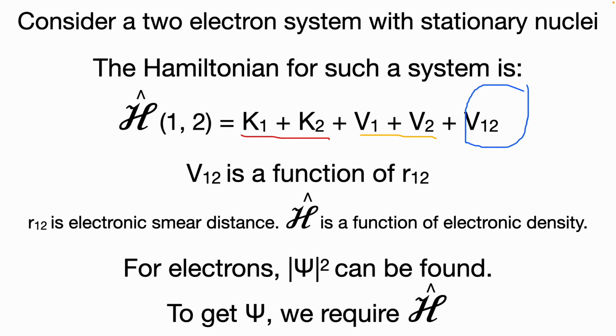Now V12, that is the interaction potential, is a function of R12, which is the vector connecting the two electrons, which in other words is the electronic smear distance. The Hamiltonian is going to be a function of electron density, since V12 represents the electron-electron interaction.